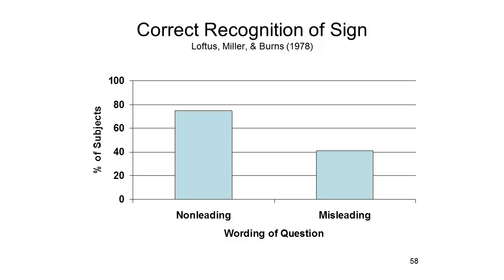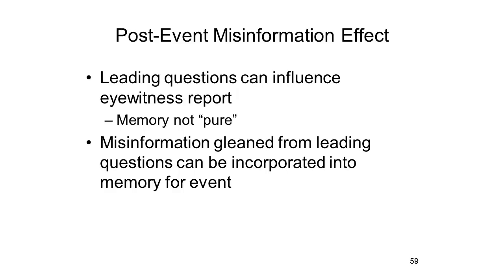Subjects who got the non-leading question were pretty accurate in their recognition, more than 70% correct. But for subjects who got the misleading question, their recognition accuracy was cut almost in half. Again, this phenomenon is known as the post-event misinformation effect, because information, misinformation, acquired after an event is incorporated into the person's memory for the event itself.